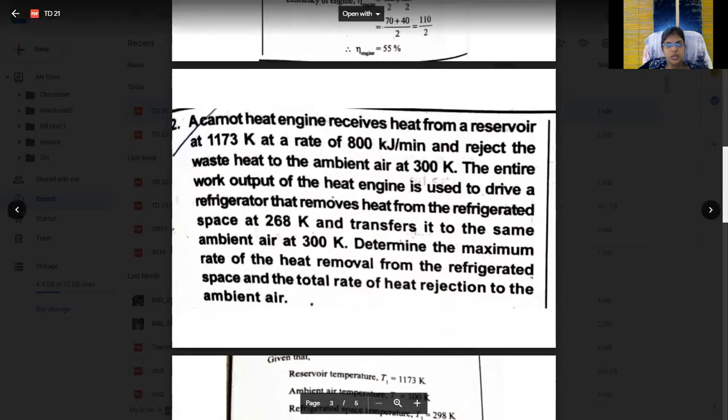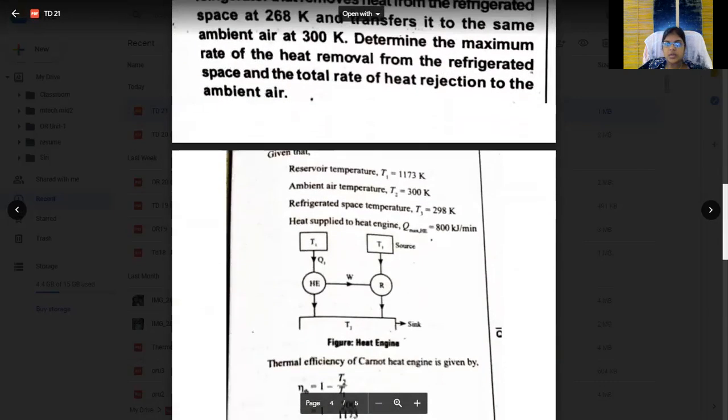And next we will go for another problem. A Carnot heat engine receives heat from a reservoir at 1173 Kelvin at a rate of 800 kilojoule per minute and rejects the waste heat to the ambient air at 300 Kelvin. The entire work output from the heat engine is used to drive a refrigerator that removes heat from the refrigerated space at 268 Kelvin and transfers it to the same ambient air at 300 Kelvin. Determine the maximum rate of heat removed from the refrigerated space and the total rate of heat rejection to the ambient air. So, first of all, we'll consider the given data.